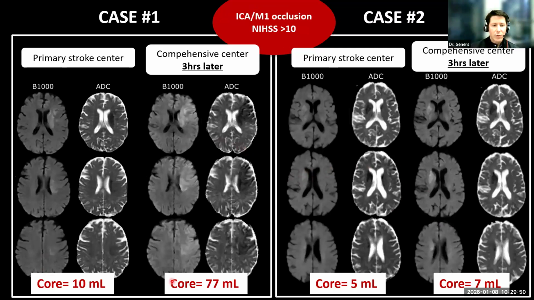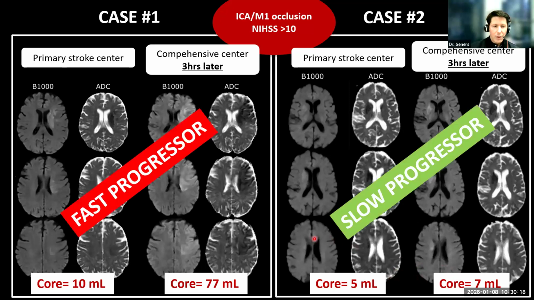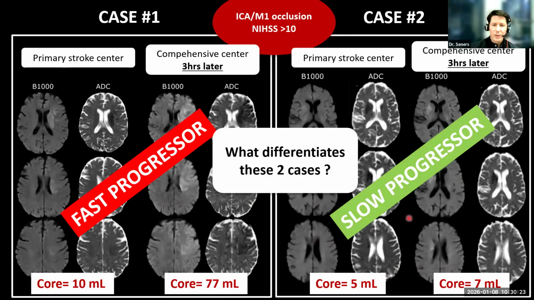But you can see that the evolution of the core was very different in those 2 cases. Case number 1 has a massive core growth over those 3 hours, despite showing a very stable intracranial occlusion. The core went from 10 cc to 77, while case number 2 on the right had minimal core change from 5 to 7 cc, and again the occlusion site was very similar in the 2 MRIs. So on the left we have what we call a fast progressor, on the right a slow progressor, and now the big question is how can we differentiate these 2 cases?